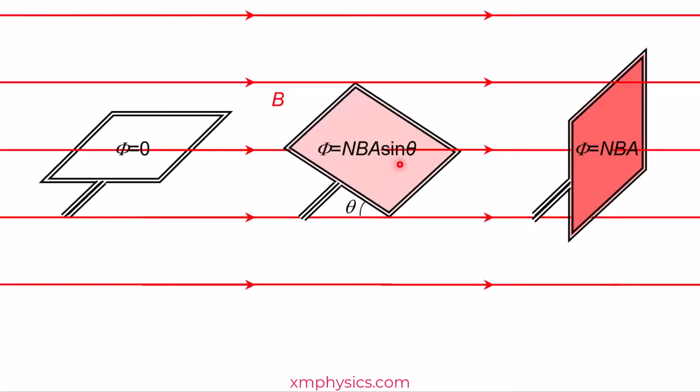So this is the guess and check method, yeah? But I expect you to be able to see that the effective area of the coil facing the magnetic field is actually A sine theta. Now, if the coil is being rotated at a constant angular speed, then we can write theta as omega t. Omega is the angular velocity of the rotating coil.